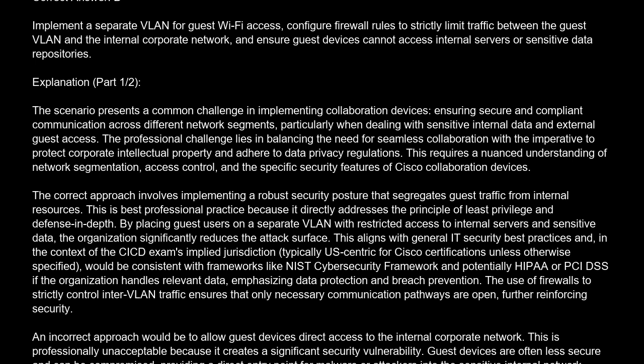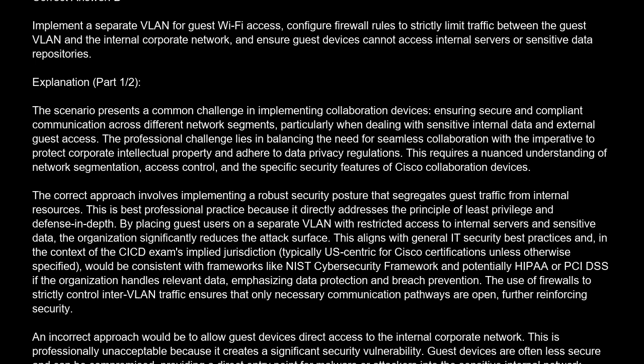Explanation. The scenario presents a common challenge in implementing collaboration devices: ensuring secure and compliant communication across different network segments, particularly when dealing with sensitive internal data and external guest access. The professional challenge lies in balancing the need for seamless collaboration with the imperative to protect corporate intellectual property and adhere to data privacy regulations. This requires a nuanced understanding of network segmentation, access control, and the specific security features of Cisco collaboration devices.